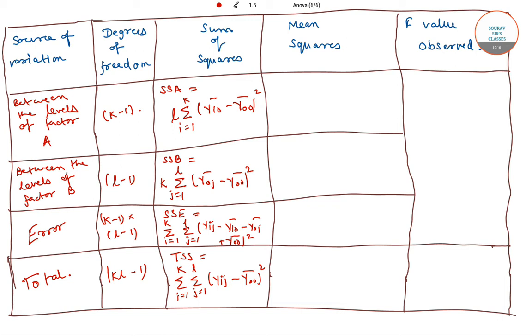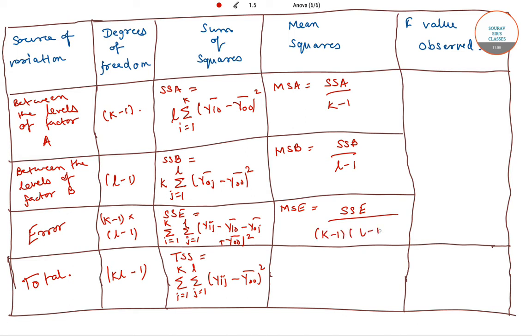Now mean square corresponding to factor A, that is MSA, is equal to SSA divided by its corresponding degrees of freedom, that is k minus 1. Similarly, MSB is equal to SSB divided by L minus 1. MSE is equal to SSE divided by the corresponding degrees of freedom, that is k minus 1 into L minus 1. So these are the three mean squares.